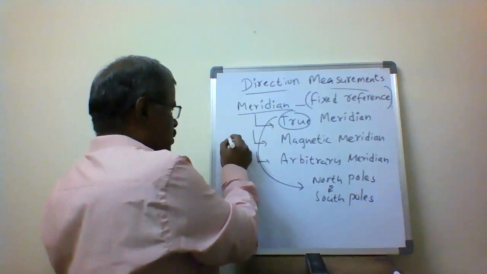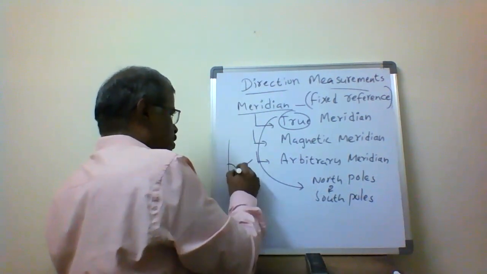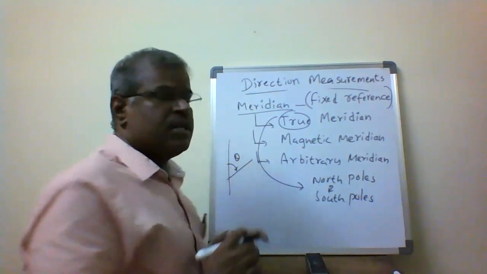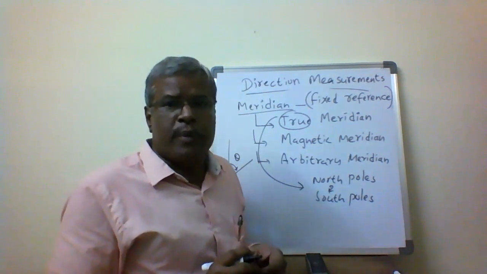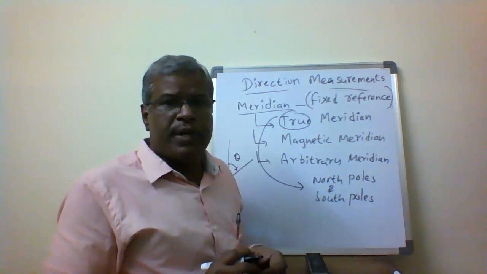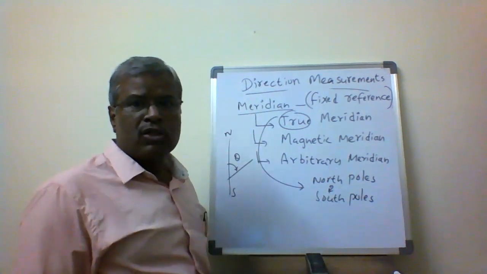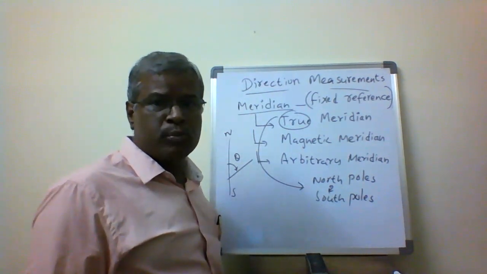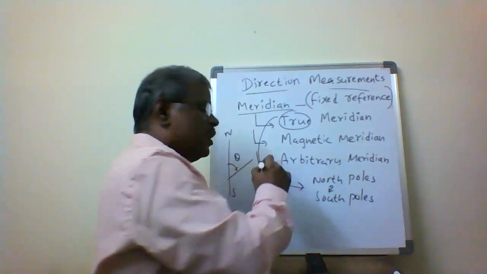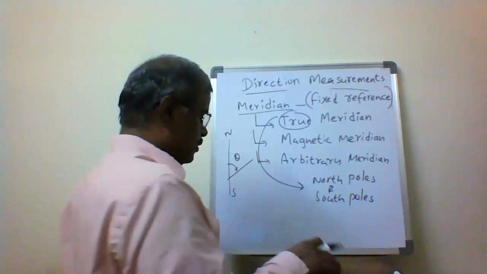This is my fixed reference point. From this, I'm going to be measuring theta. Theta is going to be called the true bearing. So I'm taking the north and south pole as the reference point. From that north and south pole reference point, I'm going to be taking the bearing, so that is called a true bearing.